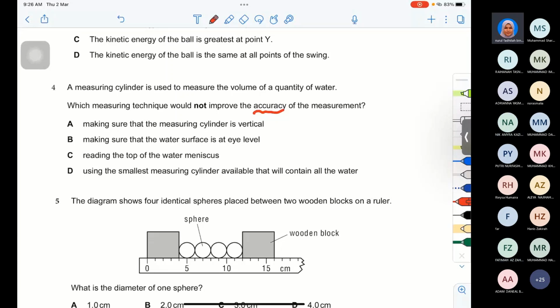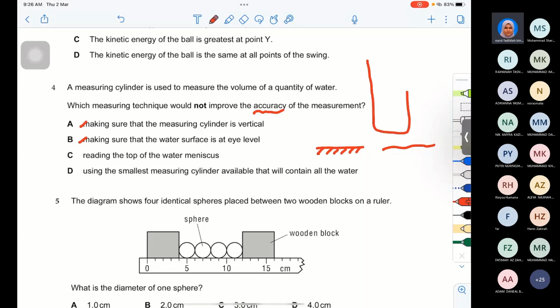Is that important? Yes. You make sure you have a level surface. If it's bumpy like this, of course our reading is not very accurate. Okay, B. Making sure that the water surface is at eye level. Is that important? Yes, of course. Because we are avoiding what kind of error? Parallax error.